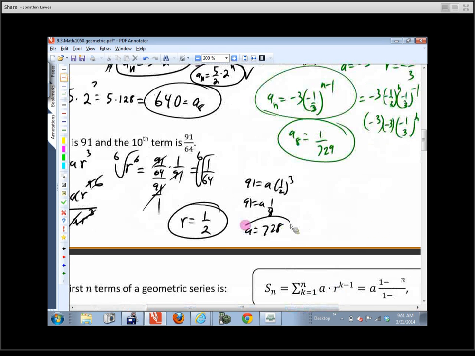So our formula is 728 times 1/2 to the n minus 1. And then I'll leave it for you to figure out what the eighth term is. Okay?